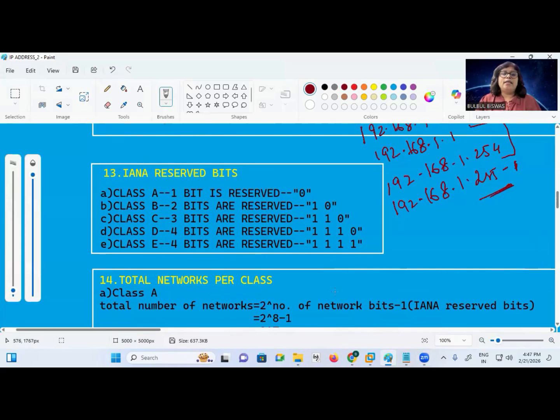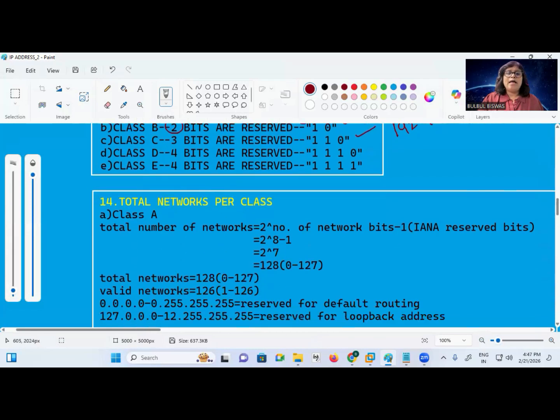Now, what is the IANA? IANA has reserved some bits from every class. If you go for class A, IANA has reserved 1 bit, that is nothing but the 0 from the first octet. In class B, IANA has reserved 2 bits, that is 10. Class C, 3 bits, that is 110. If you go for class D, IANA has reserved 4 bits, that is 1110. And in class E also, it is reserved 4 bits, that is 4 ones. Am I clear? This is called the IANA reserved bits.